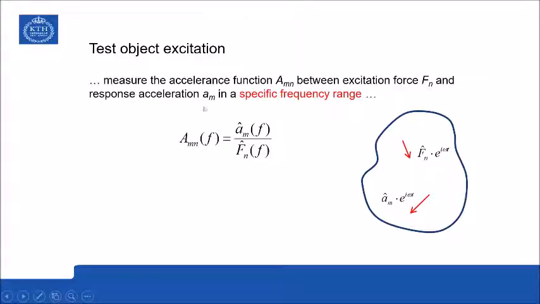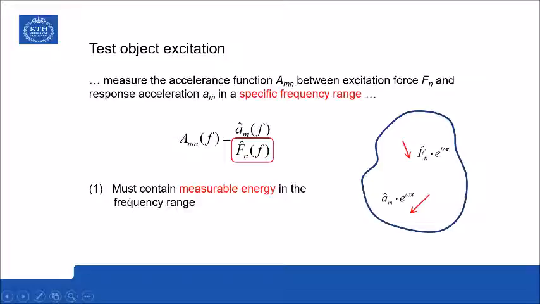So, the definition used for the measurement that we use is the following. The frequency response function is the ratio of the spectra of the response over the excitation. So the first important requirement we have is that the excitation must contain high enough energy in the frequency range so that we can measure it. If it's too low so that we can't measure it, then the quality of the measured frequency response function will be poor. So this is a must.